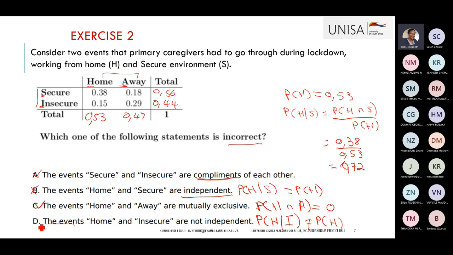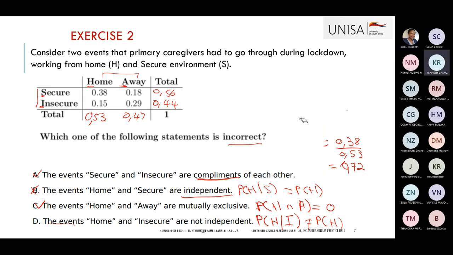With the number C. The D, the event home and insecure are not independent. So here we need to solve for something. We need to prove that they are not equal. So let's prove that.